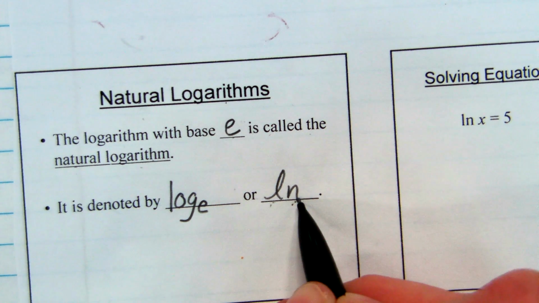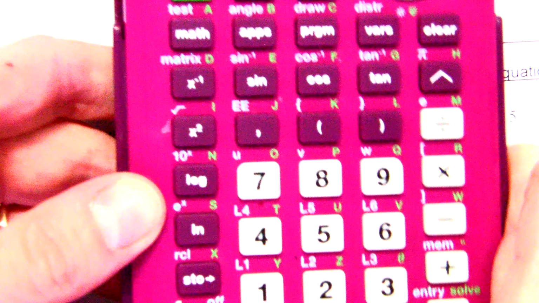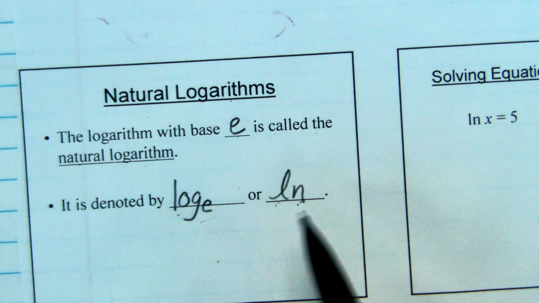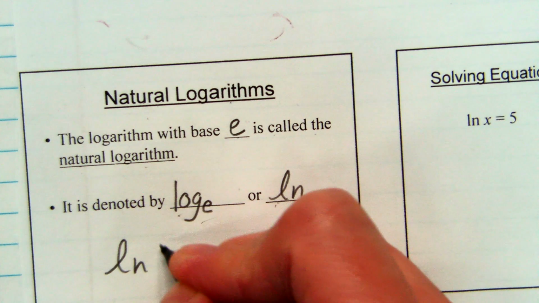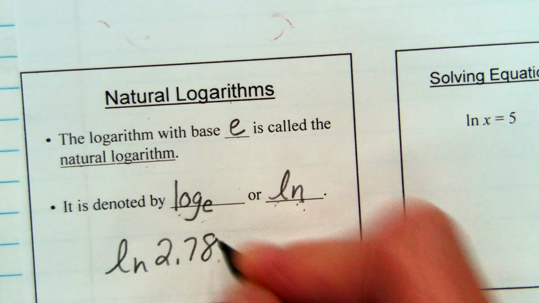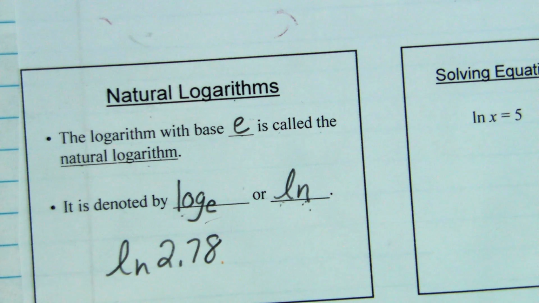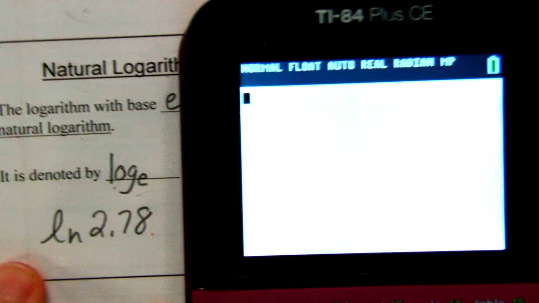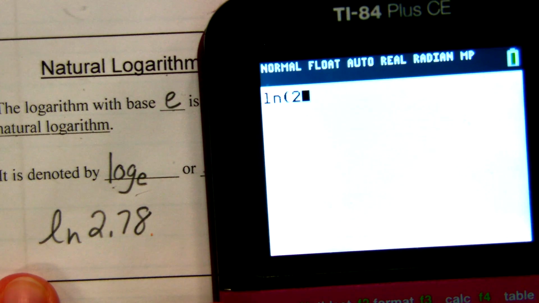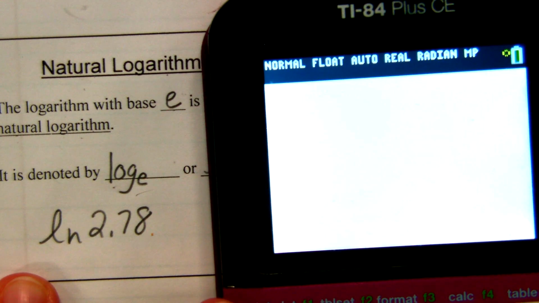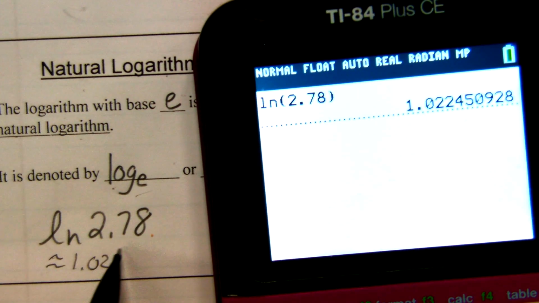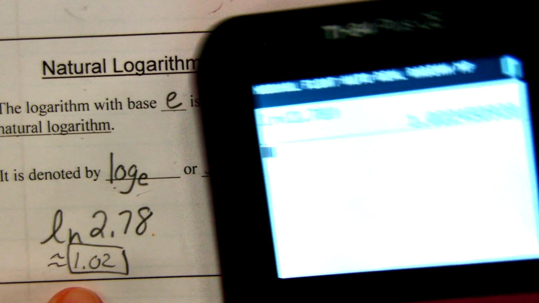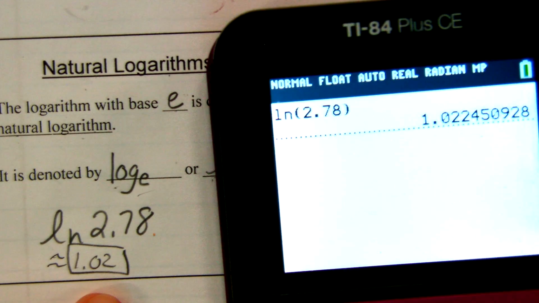And this is also a button on your calculator. If you look, it's right below the log button right here, ln. Okay? So those are the buttons that we will use for these. So if I want to do natural log of 2.78, I just use that button. So I push the natural log key. It puts in ln 2.78. And I can round that off. It's about 1.02. So that's also just a button that is on your calculator that you can type in.